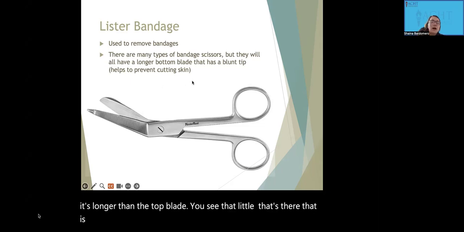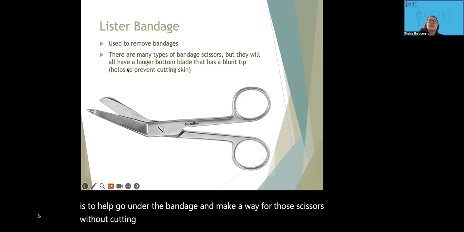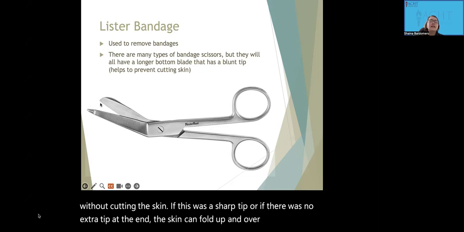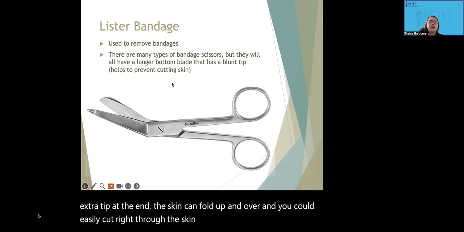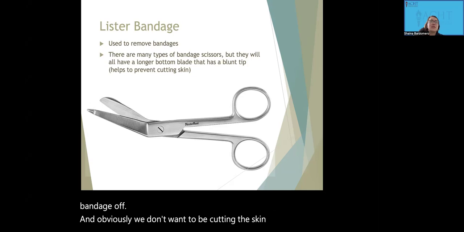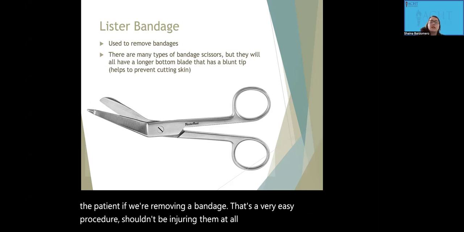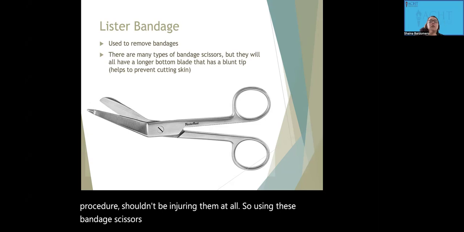That is to help go under the bandage and make a way for those scissors without cutting the skin. If this was a sharp tip or if there was no extra tip at the end, the skin can fold up and over and you could easily cut right through the skin as you're just trying to cut a bandage off. And obviously, we don't want to be cutting the skin and injuring the patient if we're removing a bandage. That's a very easy procedure. Shouldn't be injuring them at all. So using these bandage scissors is critical for that. If you use standard scissors, you will cut their skin.